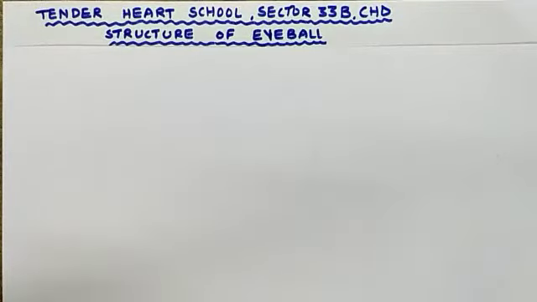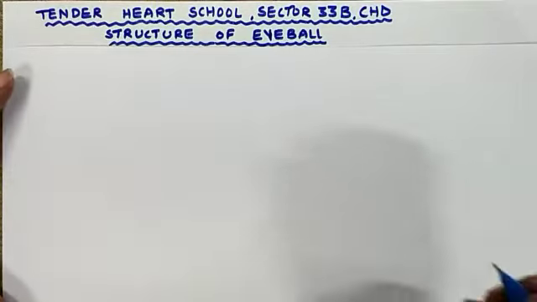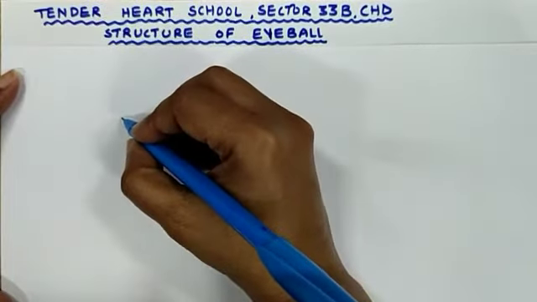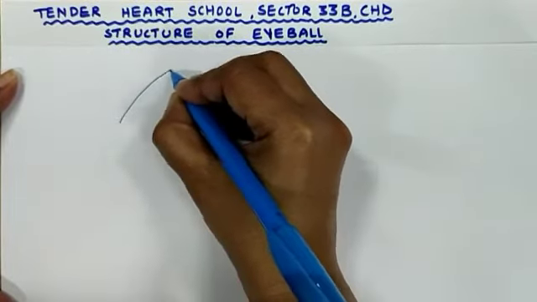Good morning, students. Today we will learn how to draw the structure of an eyeball. So let us just start with it. As you all know, the eyeball is made up of three concentric layers. So let us just draw the three layers of the eyeball.